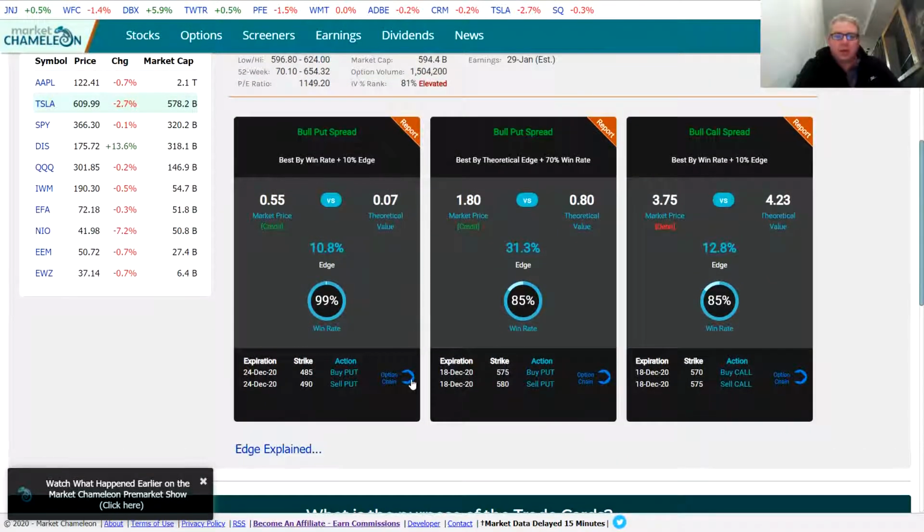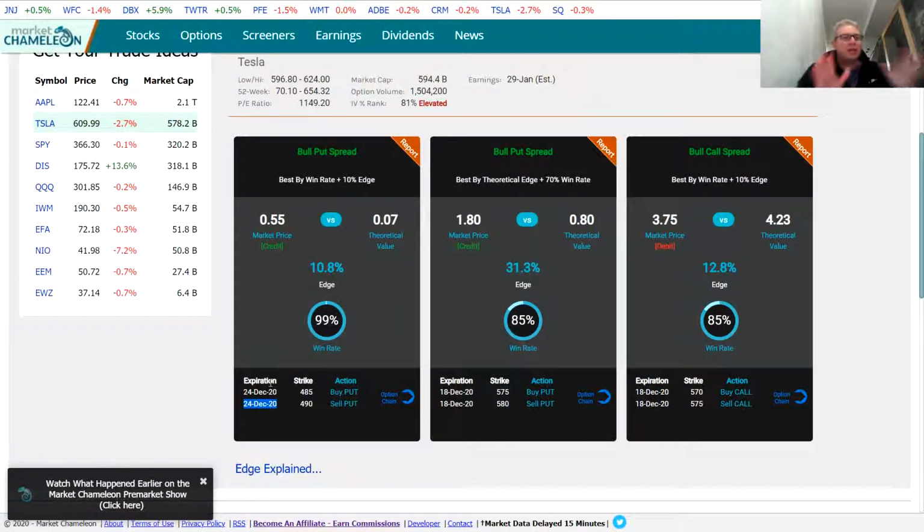So we got one. I like to focus on this one for next week, December 18, which is next week. And we can go even a little crazier for December 24, which is 2 weeks from now. Let's go over it step by step. Let's start with December 18. Those are basically the same, 575, 570, but that's a debit. I don't like debit. Again, I like credit, so we're gonna focus on those two.